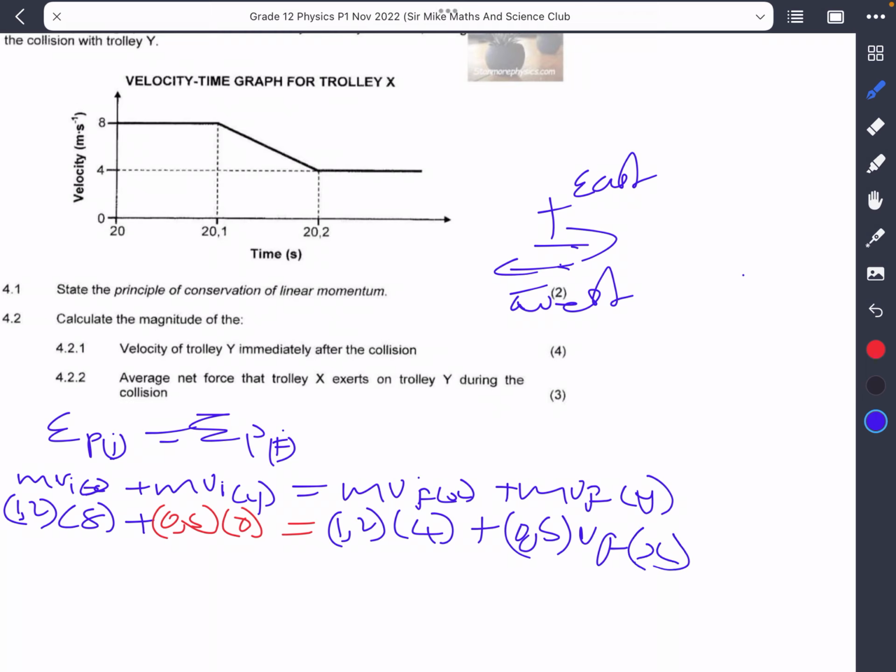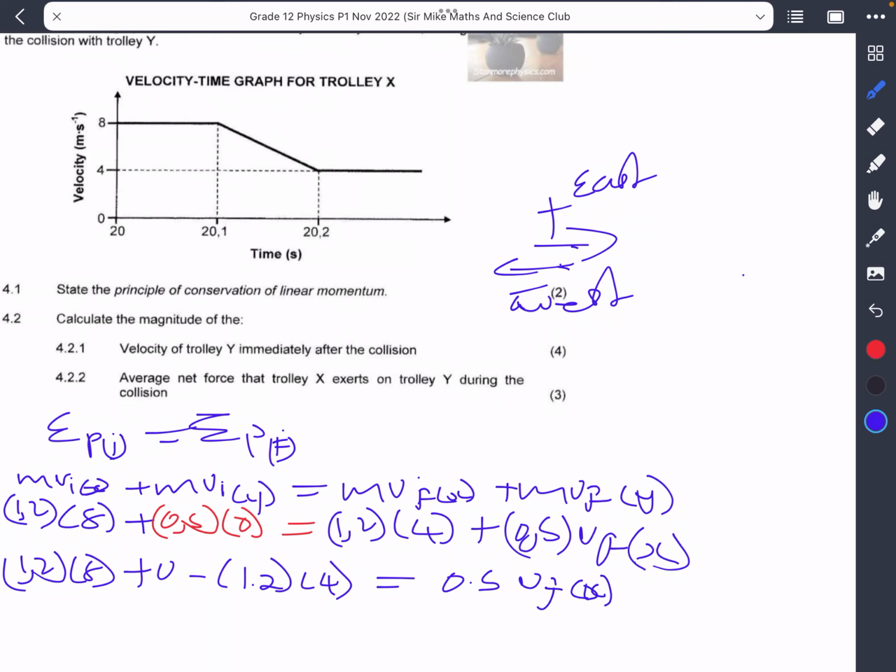All right, so what you're going to do now, and this thing is actually going to give me 0, I'm just going to do the additive inverse of this. I'm just going to take it to the other side, so it's going to become negative. So this would be 1.2 multiplied by 8, plus 0, and minus 1.2 multiplied by 4. So this would actually be equal to 0.5 VF, in this case for Y.